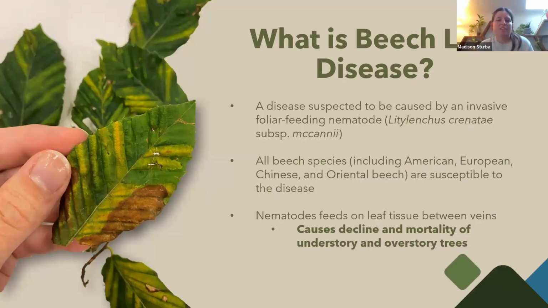Beech leaf disease is thought to be caused by an invasive nematode that feeds on beech leaves. These nematodes can really damage all species of beech trees. American, European, Chinese, and Oriental beech are all susceptible to the disease. It can seriously weaken trees and in some cases even kill the beech.